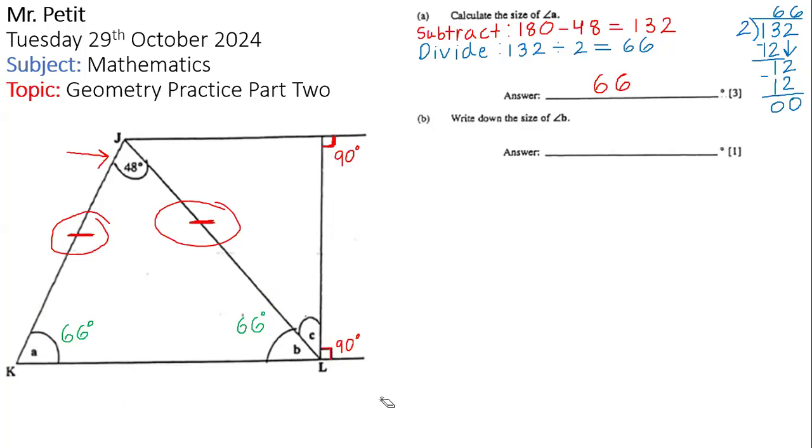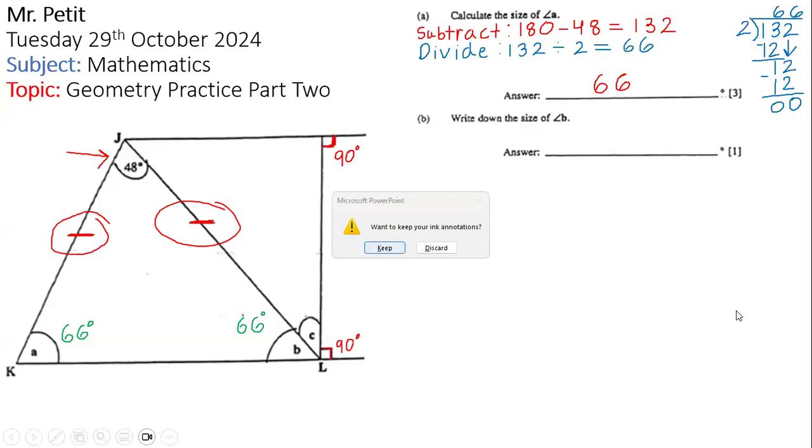Class, y'all understand this or no? Let me know if y'all understand this. Who do not understand how I got 66? I don't understand. Laura Green, you said you don't understand. Who else don't understand? Mr. Petit, I don't understand how we get 66 because they can't see what you work and what you do. Okay, you don't understand how I got 66. Okay, good. All right, so let me explain it again.